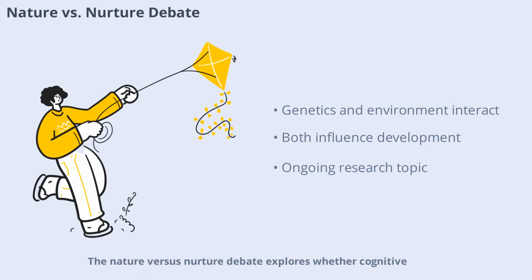The nature versus nurture debate explores whether cognitive development is primarily shaped by genetics or environment. Most modern theorists agree that both play important roles. Genetics provide the foundation, while experiences and environment shape how abilities develop. This ongoing debate continues to inspire research and discussion in psychology.